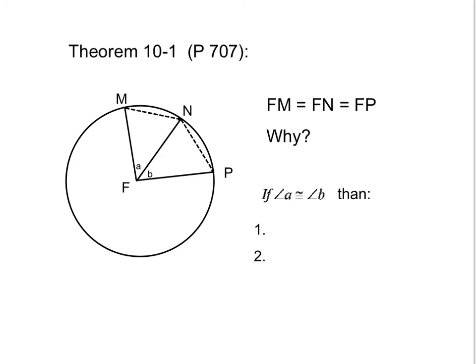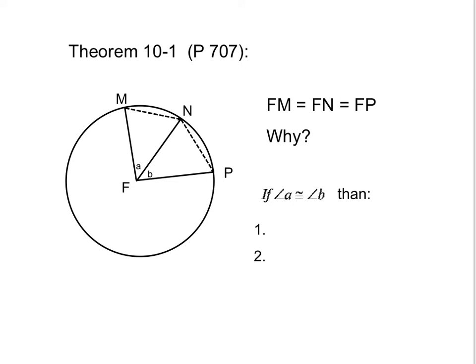We're going to talk about our first theorem in chapter 10. If I know that angle A is congruent to angle B, those are both central angles, then I also know that the corresponding arcs, arc MN and arc NP, would be congruent because they have the same measure as the central angles.